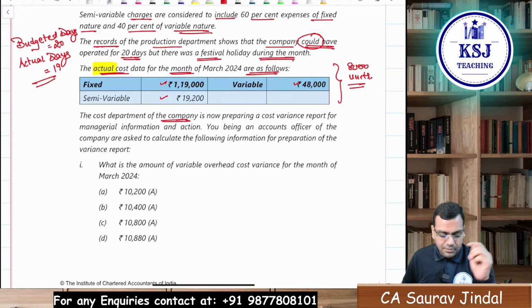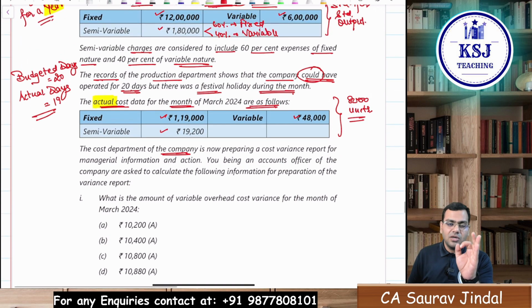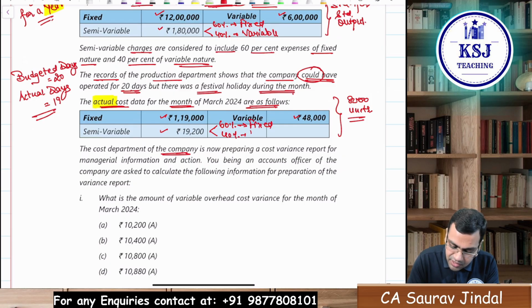Now, the cost department of the company. Sir, what to do with the semi-variable cost here? The semi-variable cost treatment will remain the same, that out of this, 60% will be your fixed cost and 40% will be your variable cost. Clear with this? Okay.